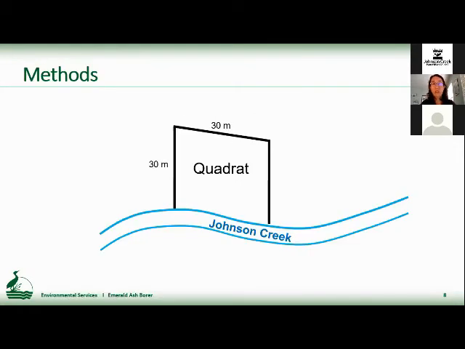And so starting with our field methods, our field crews cruised throughout the summer of 2020, and we're evaluating the abundance of Oregon ash within the riparian zone, specifically in 30-meter quadrats that were directly adjacent to the stream. So running parallel and then 30 meters perpendicular to the wetted edge.